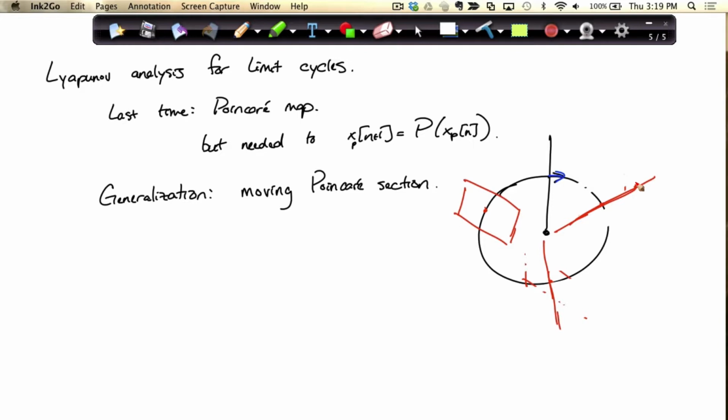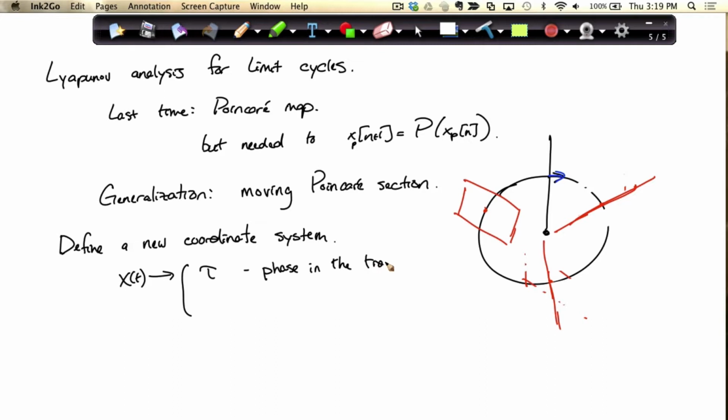Okay, so the way we're going to do that is we're going to define these moving sections, and really we're going to define a new coordinate system. My original coordinate system being x as a function of time, I'm going to map that into two variables now. Tau, which is my distance along the trajectory, sort of my phase in the trajectory. And then the coordinate that's somehow orthogonal to the trajectory. I'll write it down as x perpendicular. This is going to be my n minus one dimensional. We call them the transverse coordinates.